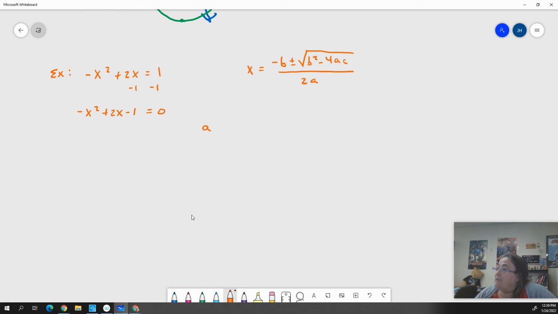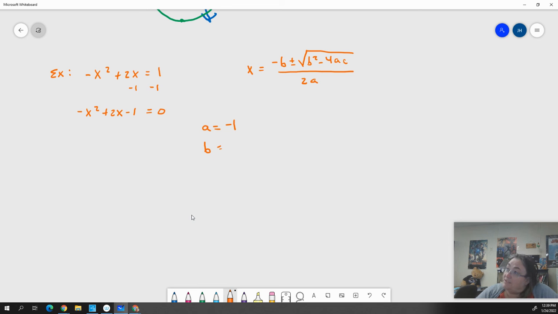And in this case, if we look at it, a equals, well, it's whatever is in front of this x squared. And all we have right now is a negative there. But that really just means negative 1. If there was nothing in front of that x squared, it would be 1. But because there's a negative there, it's negative 1.